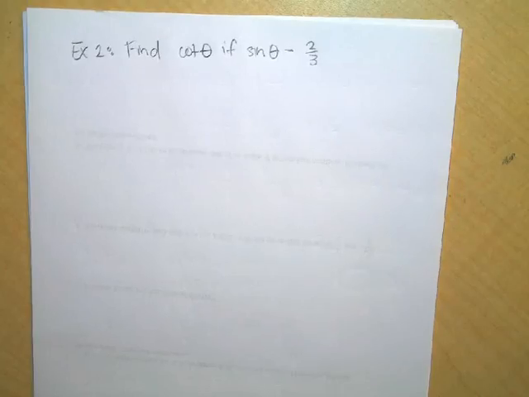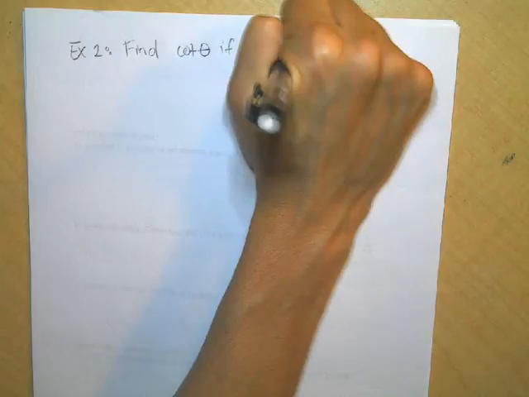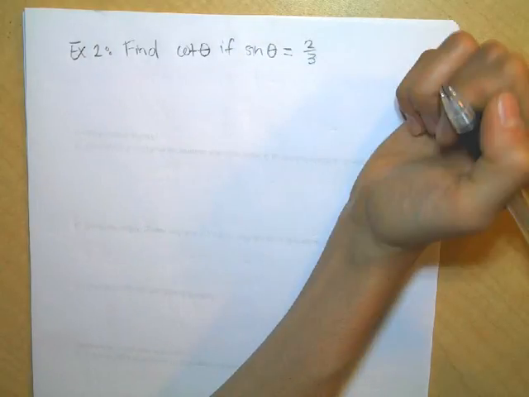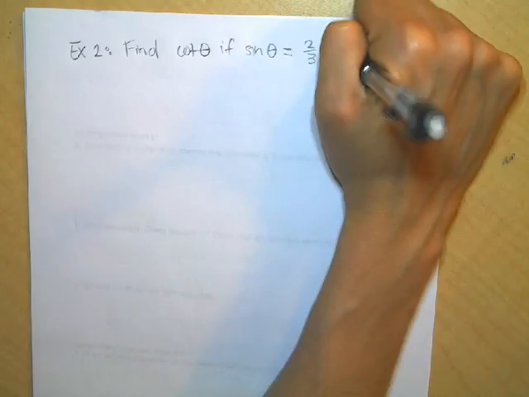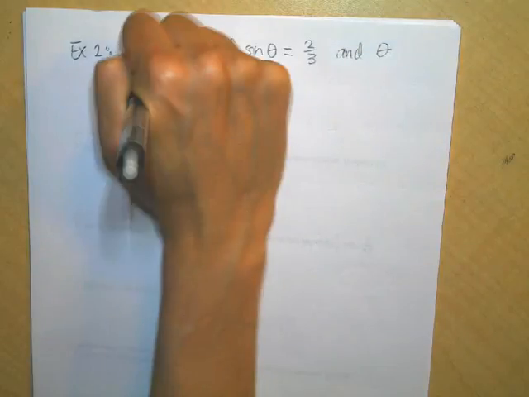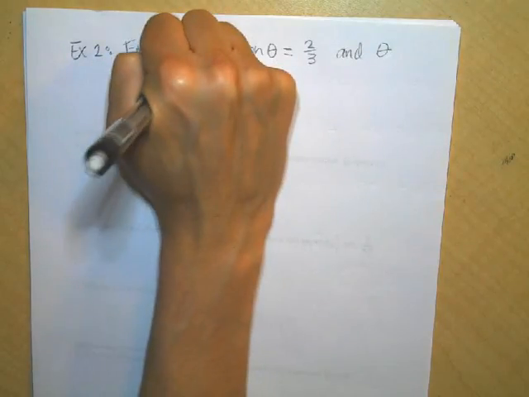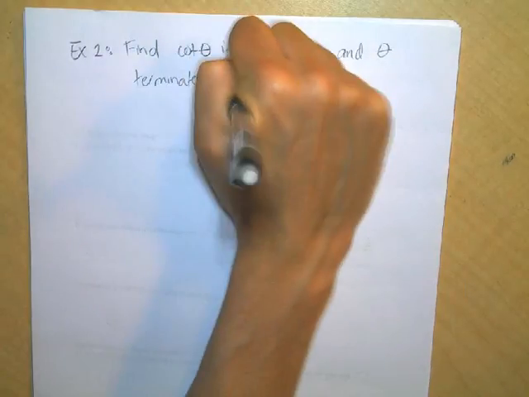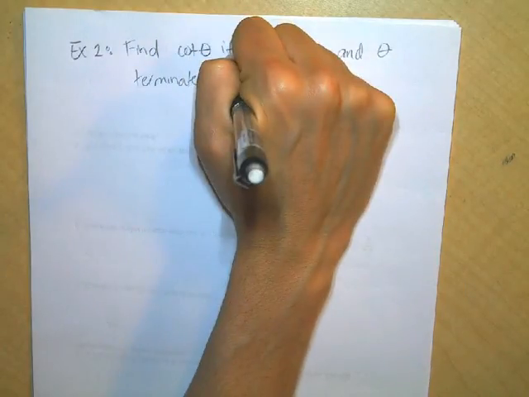So what I'm going to do is use the Pythagorean identity that I know that goes with sine. So that's sine squared theta plus cosine squared theta equals 1. And I'm going to substitute in sine because that's what I know. So 2/3 squared plus cosine squared equals 1. 2/3 squared: 2 squared is 4, 3 squared is 9.